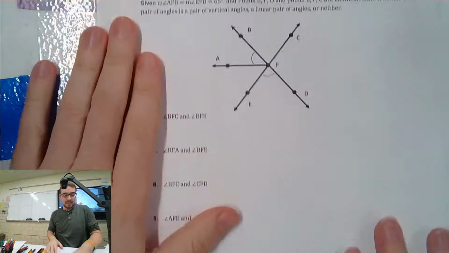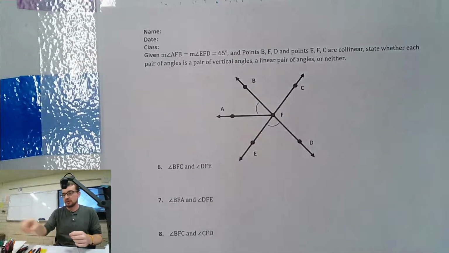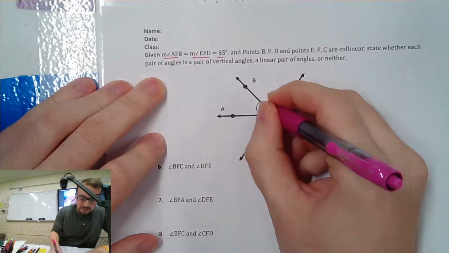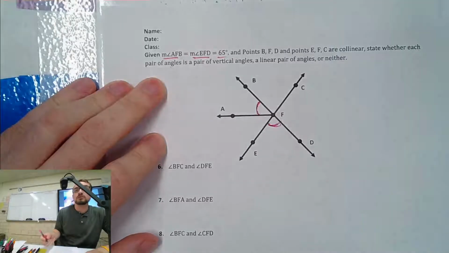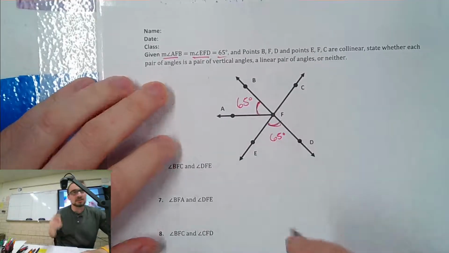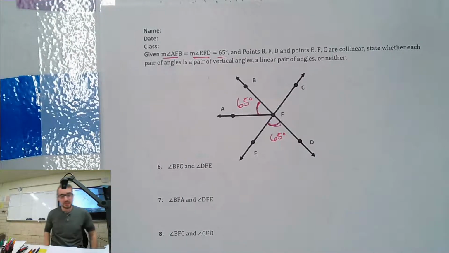All right, so it tells you that AFB and EFD are 65. This should look really familiar. These angles are all 65, so that's going to be this one and this one. I changed it from 55 to 65.